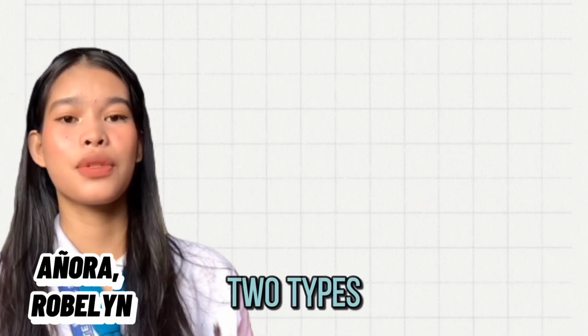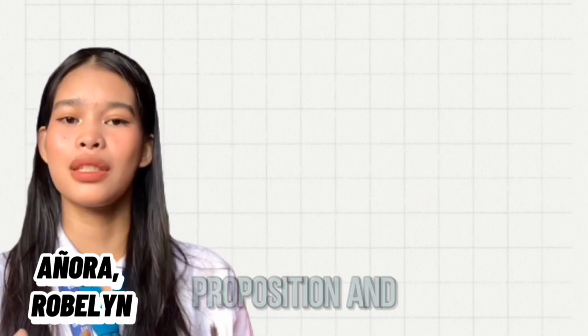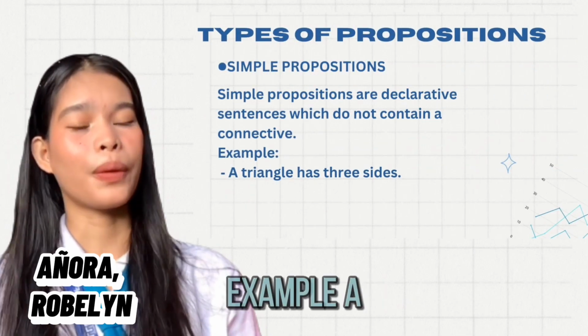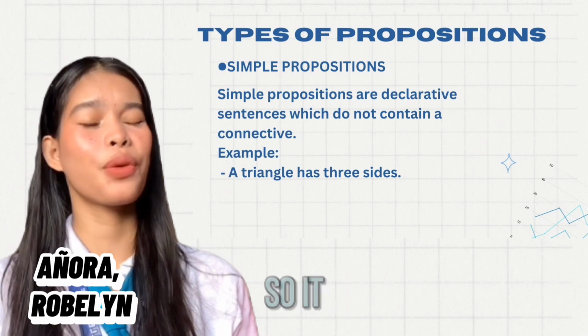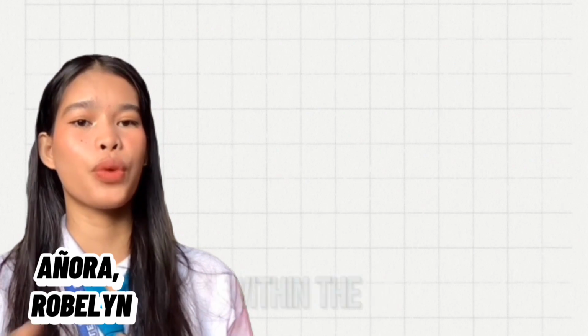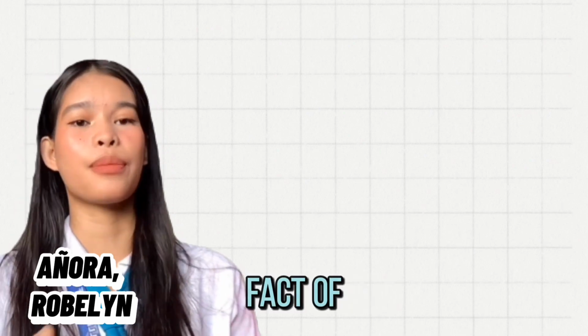There are two types of propositions, the simple proposition and the compound proposition. A simple proposition is a statement that is singular in nature and conveys one thought. Example: a triangle has three sides. It expresses a single complete idea. There is no combination of other concepts within the statement. It simply states a fact about a triangle.